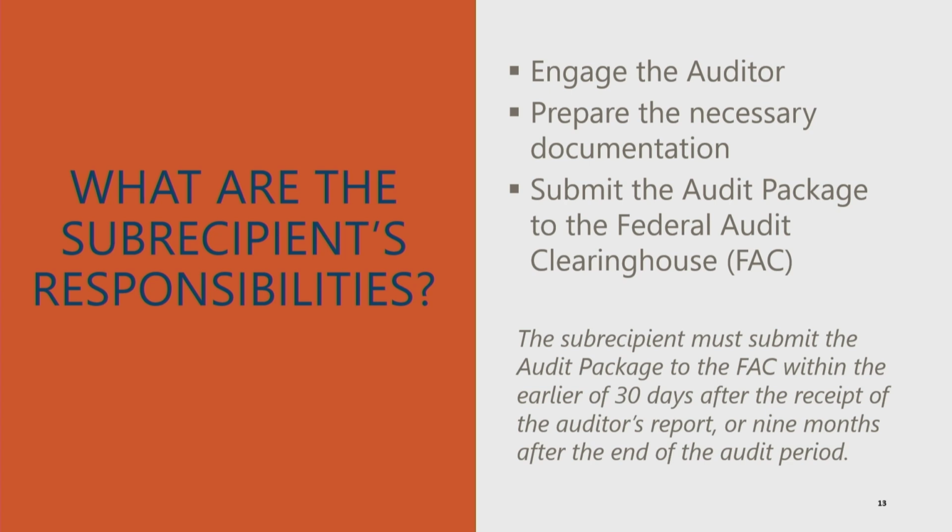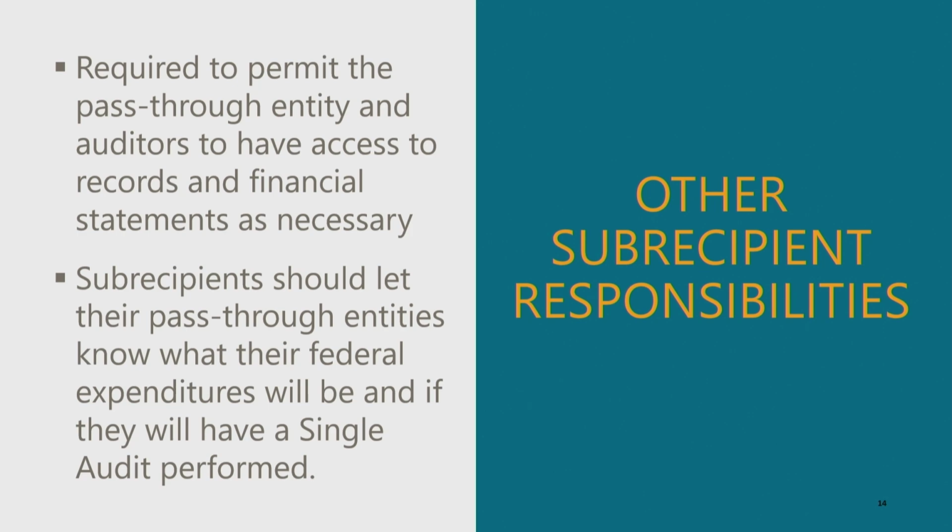So as we just noted here, the uniform guidance clearly states that it's the subrecipient's responsibility to choose or engage the auditor to complete the single audit. Therefore, it falls on the subrecipient to ensure that the single audit is completed within the 9 months of the end of their fiscal year. So here's some other subrecipient responsibilities. Subrecipients are also required to permit the pass-through entity and the auditor to have access to records and financial statements as necessary. In addition, subrecipients should let their pass-through entities know what their federal expenditures will be and if they will be needing to have a single audit performed.